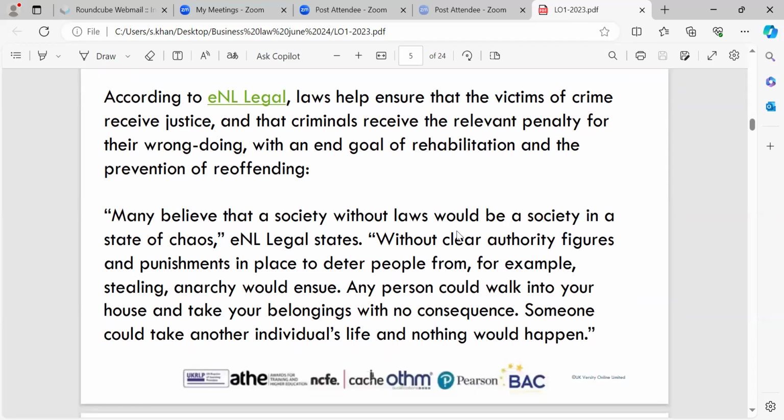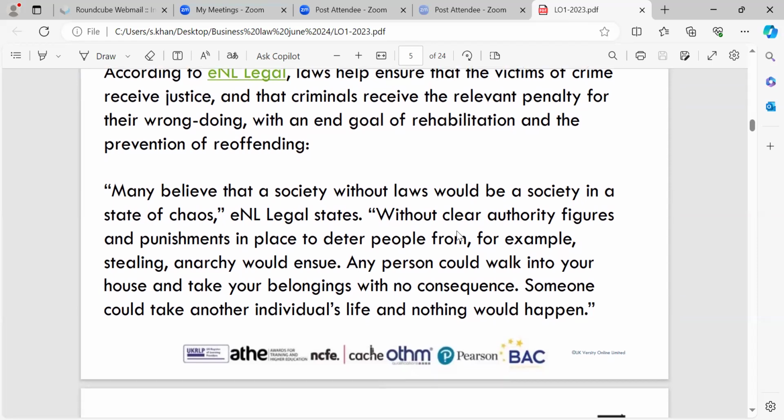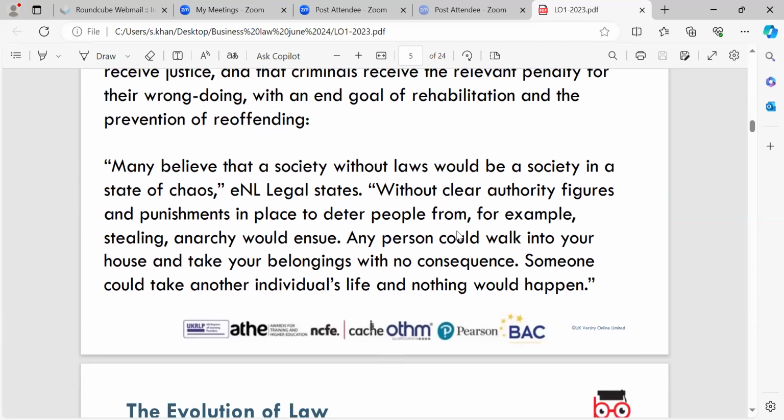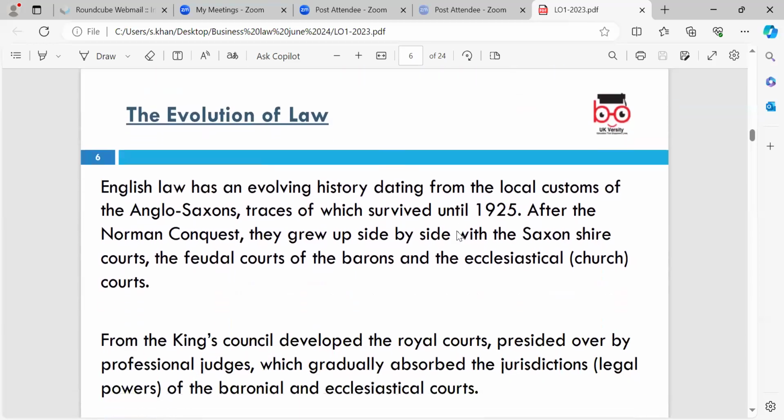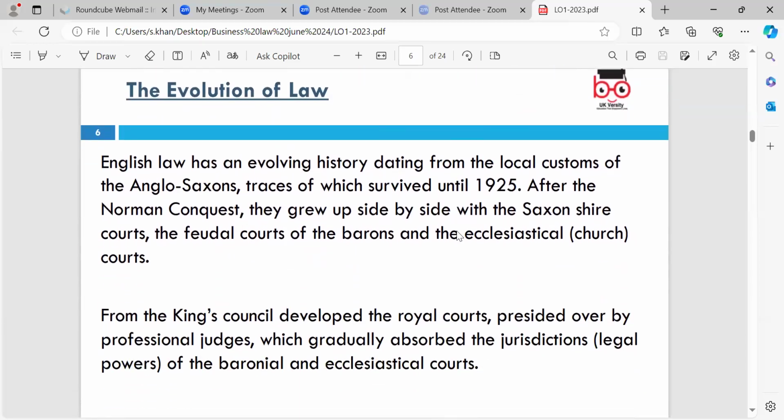And a quote in regards to that was, many believe that a society without laws would be a society in a state of chaos. ENL legal states without clear authority figures and punishments in place to deter people from, for example, stealing, anarchy would ensue. Any person could walk into a house and take your belongings with no consequences. Someone could take another individual's life and nothing would happen. So they're saying that without the laws, there would be anarchy, there would be a form of chaos.